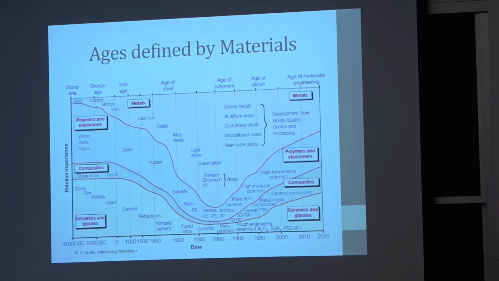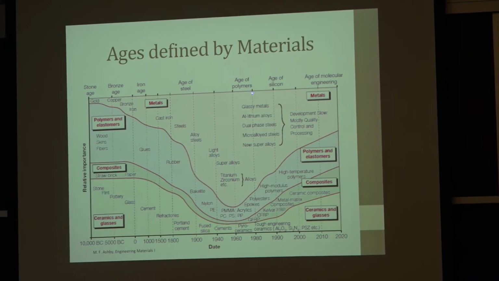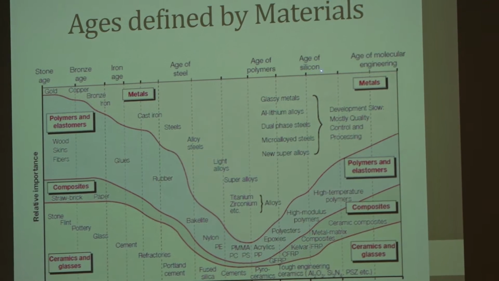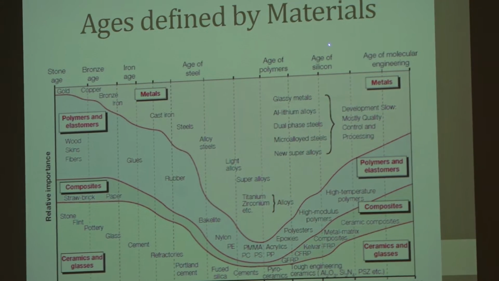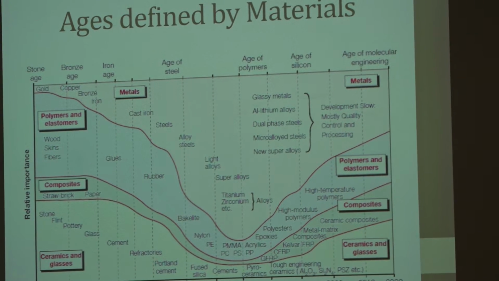One thing that people have done over the years, this is Ashby's plot that we've seen before, is define the ages of humanity by the materials they use: the Stone Age, the Bronze Age, the Iron Age, the age of steel, which he puts around 1900, and the age of polymers in 1960. Well, I'm not sure we've ever hit the age of polymers in structural materials or any other way. The age of silicon, obviously, in information technology, and he's predicting the age of molecular engineering, which certainly has some exciting things going on.